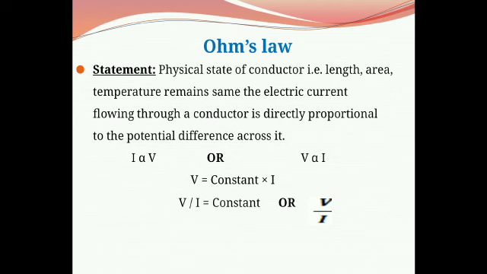And when we take the equal sign in the next step, then consider any constant on the right hand side. Therefore, the equation becomes V equals constant into I. And when I is taken on the left hand side, the equation becomes V upon I equals constant. And that constant is called resistance, and therefore R equals V upon I.